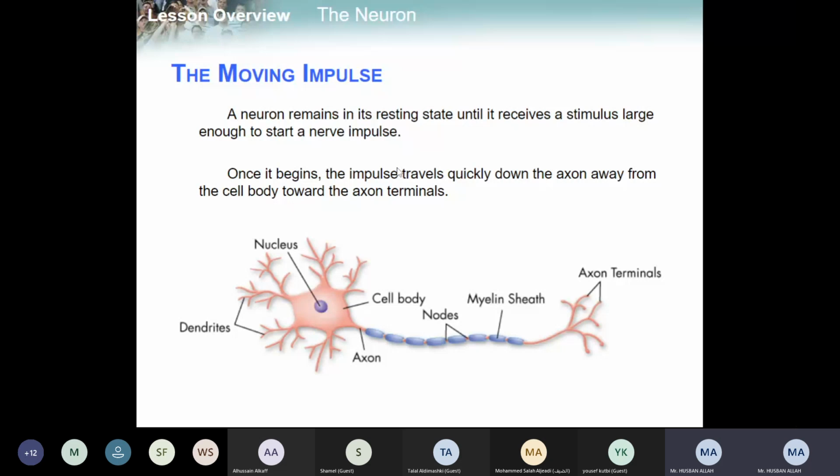Once it has begun, the impulse travels quickly down the axon, away from the cell body toward the axon terminal. Let's suppose the impulse is generated in one neuron and it is given to another neuron with the help of dendrites. Quickly, this impulse will travel in the axon, from one end to the axon terminal, away from the cell body. It will travel in this way.